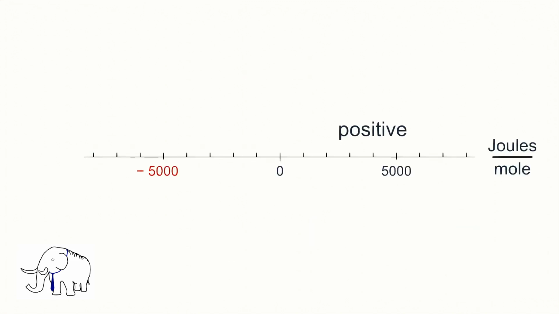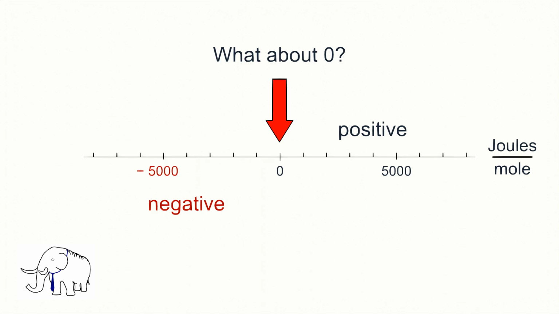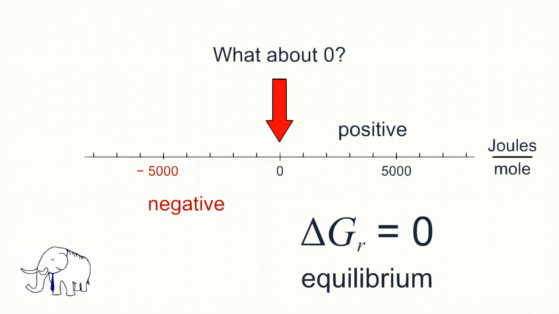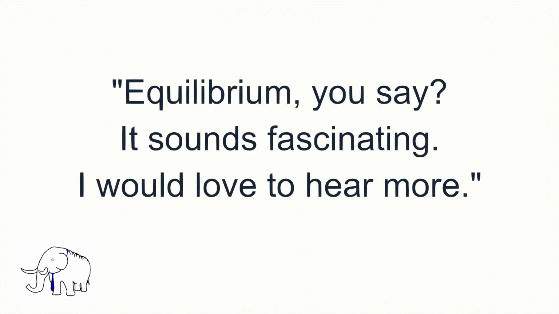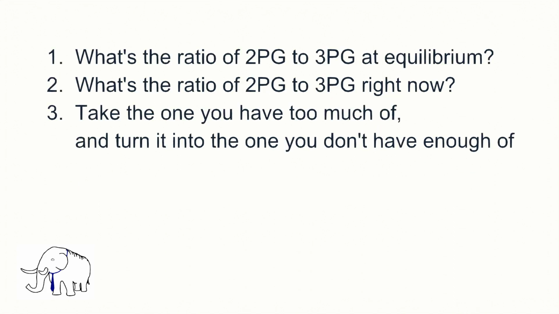Positive and negative, we've done both of those. Is there a set of conditions where the delta G for this reaction is exactly equal to 0? Yeah, actually. When the delta G of a reversible reaction is exactly equal to 0, that reaction is at equilibrium. In the next video, we'll start talking about how we find out where equilibrium is and what kinds of conditions we need to make a reaction exergonic or endergonic.